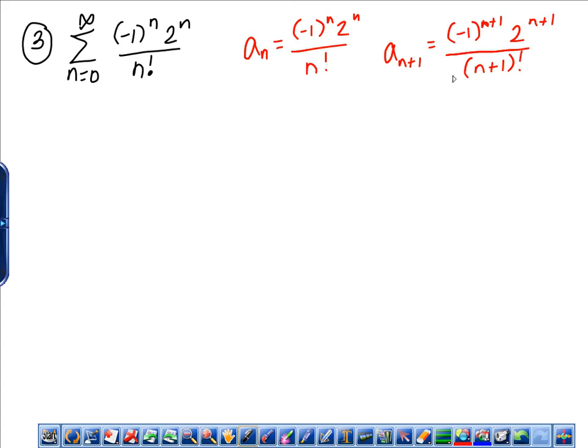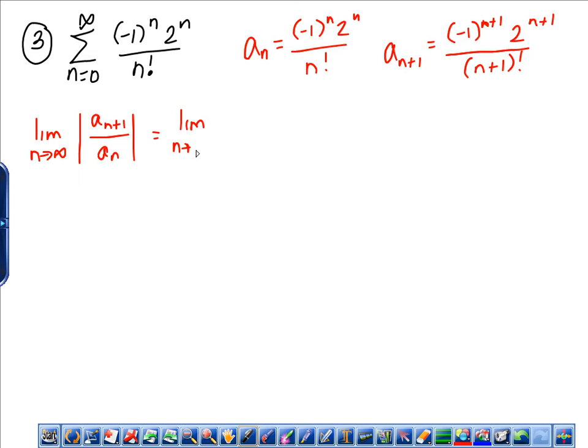Okay, so now we've clearly decided what is a sub n and what is a sub n plus 1. So now what we need to do is this limit. Remember, we're doing the limit as n approaches infinity of the absolute value of a sub n plus 1 over a sub n. And we're going to figure out, is this limit going to be greater than 0, less than 0, equal to 0?